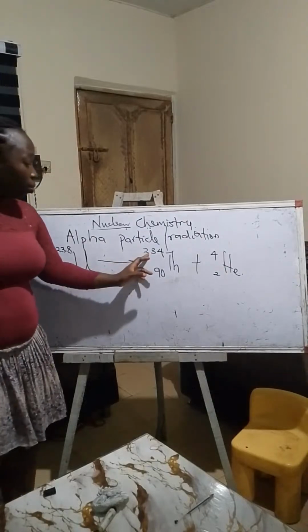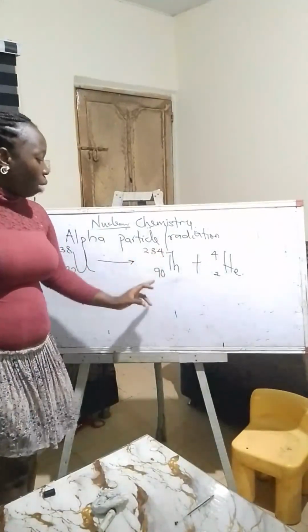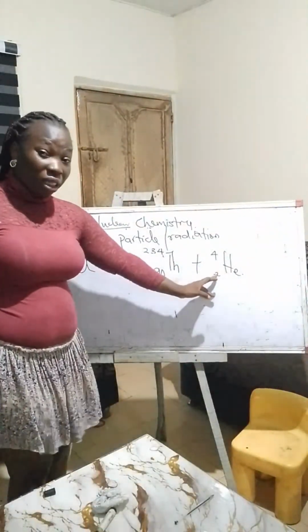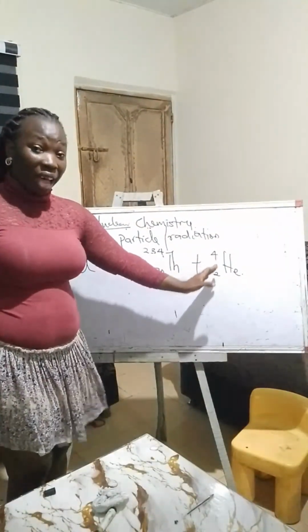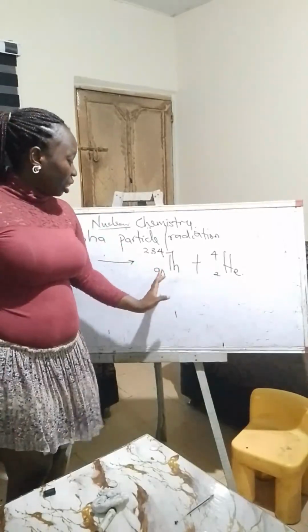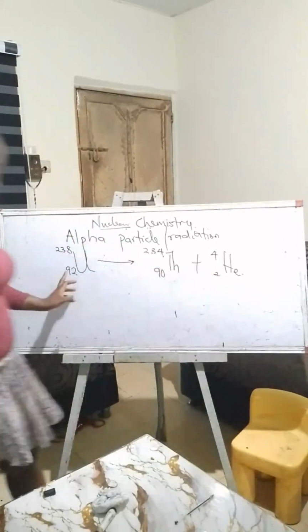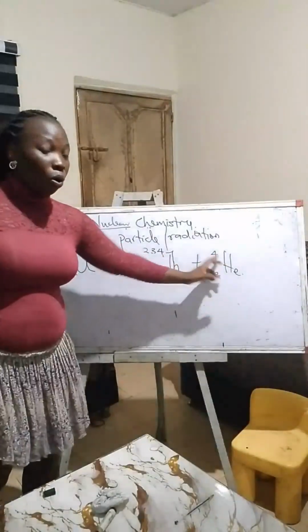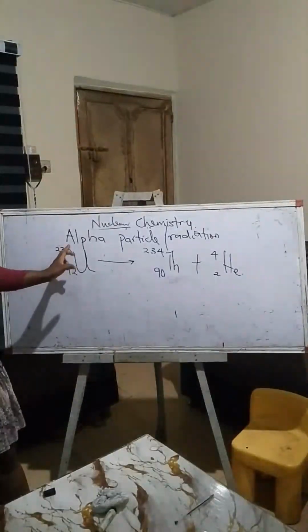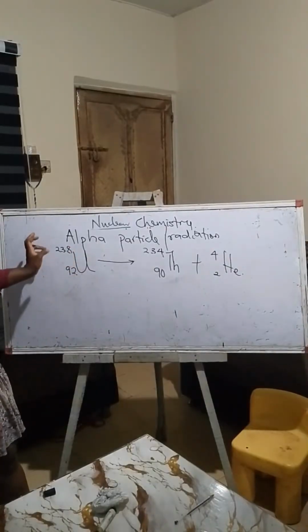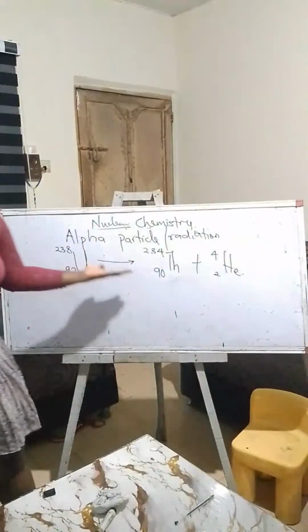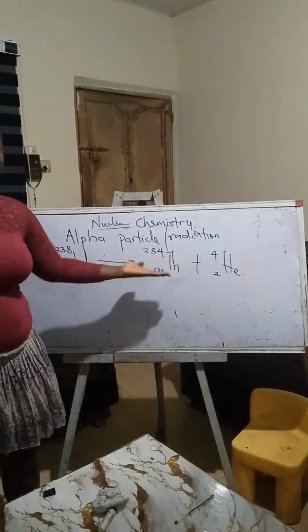Meaning 238 is the mass number, 92 is the atomic number. So if you look at this place, we have 234 and we have 90. How do you balance? It means we will need to add an alpha particle, which is 90 plus 2 to give us 92. Then 234 plus 4 will give us 238. So this shows that the reaction is balanced. This is how to balance a reaction.